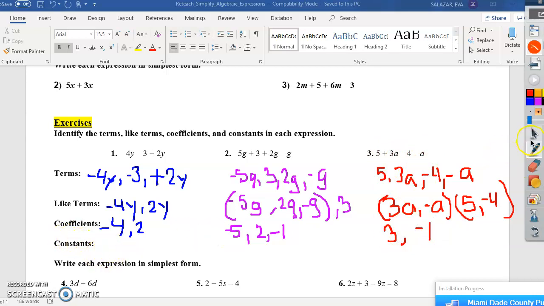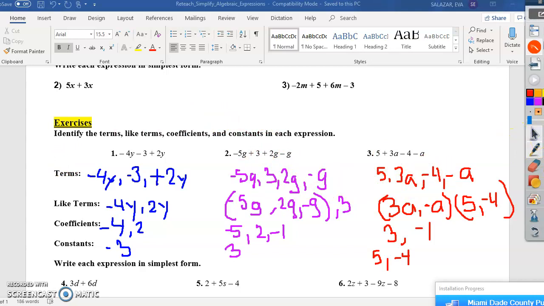And the last one, my constants. Constants, negative 3. Numbers by themselves with no variables. Constants here, positive 3. And constants in number 3 would be 5 and negative 4. And we're done. Once again, practicing the parts of an expression.